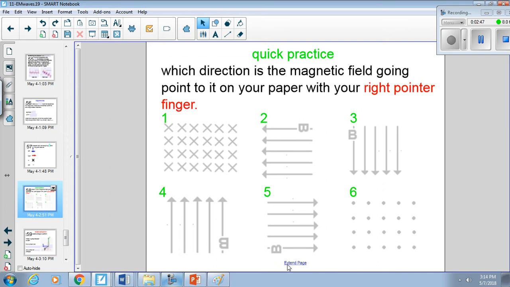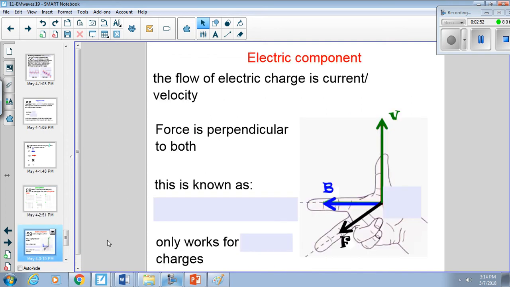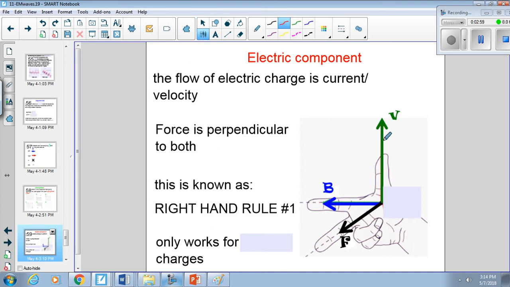Alright, I'm going to assume that you paused it and you were messing around with your pointer finger, and now you're going to come back and we're going to look at the other components. So this is known as your right hand rule, and your thumb is your velocity or current. Your magnetic field that we already talked about was your pointer finger, and your middle finger is F. And you essentially want to hold your hand like you're pointing, then put your thumb straight up. Your middle finger is going to go out perpendicular, so all three of them are perpendicular to one another.